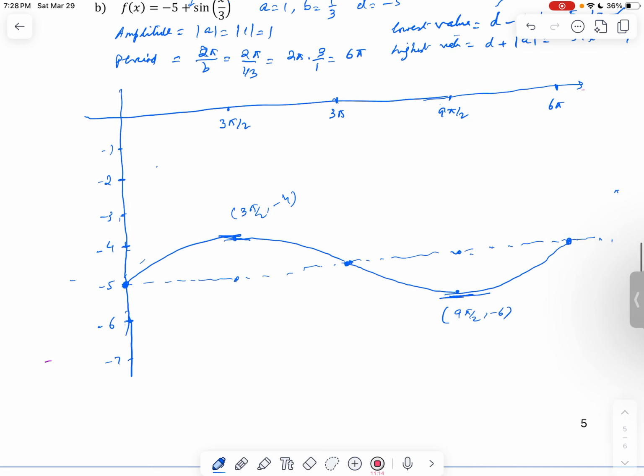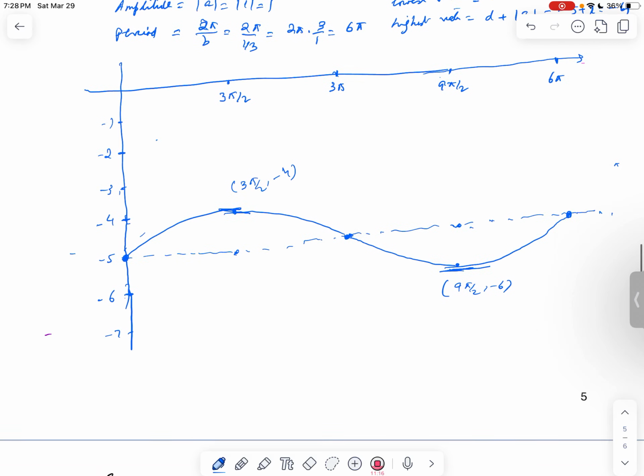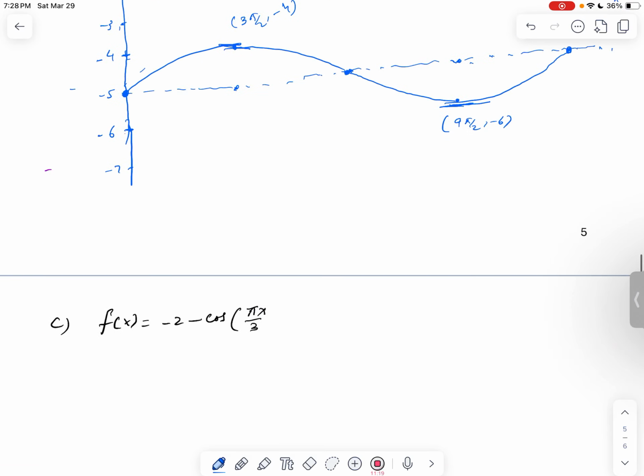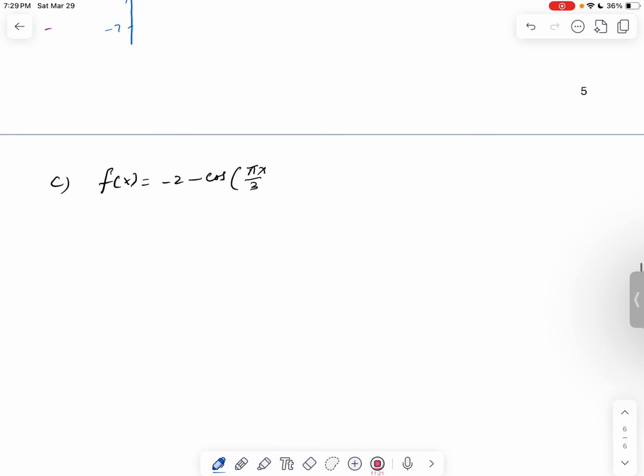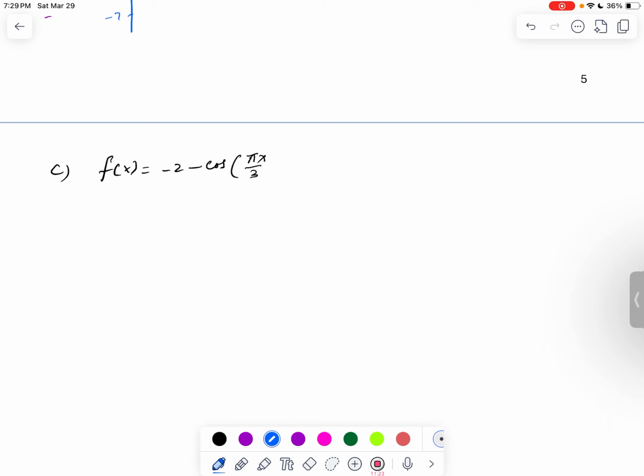Let's look at one more example, then we'll go to the tangent. So I have this example: f(x) = -2 - cos(πx/3). So how do I do this one? Okay, what is my a?